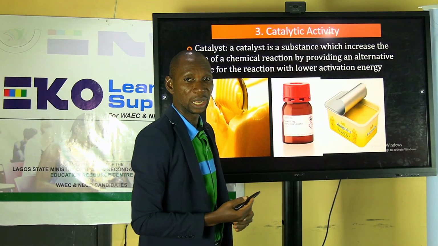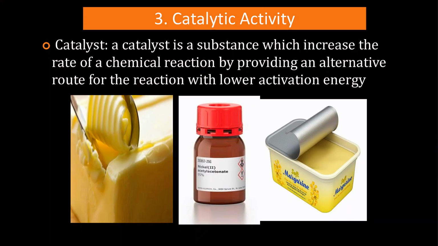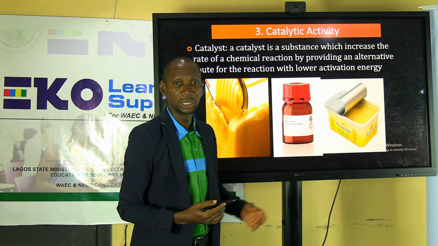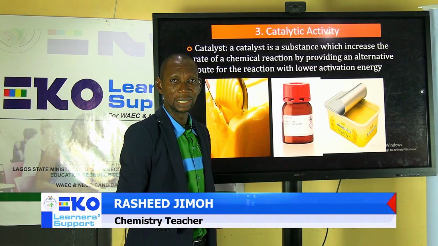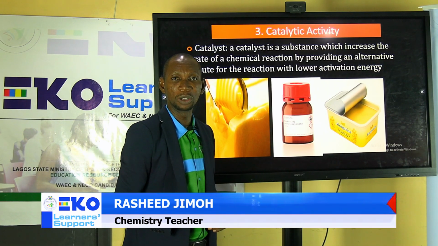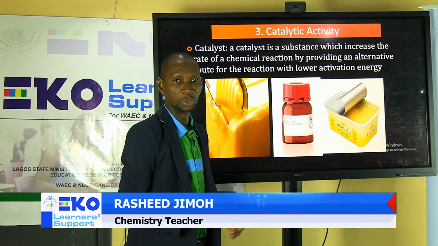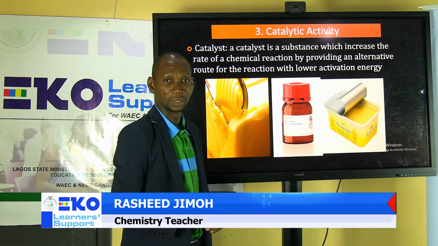And you can see an image here showing you hardening of oil, how vegetable oil is converted to margarine. This is just by bubbling hydrogen into the oil and using nickel as the catalyst. This is how the margarine that you take at home is produced in the industry.